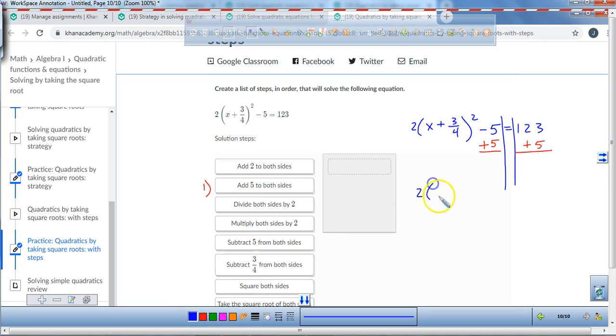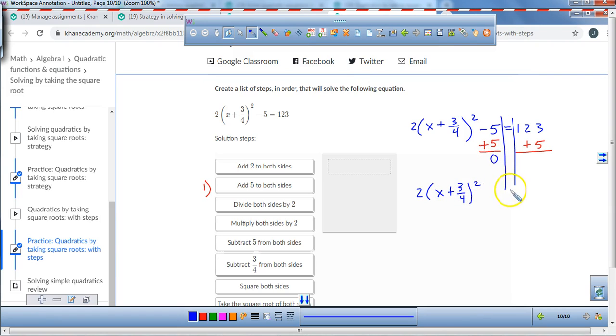So 2, open parentheses, x plus 3 quarters. Make that a little bit neater. That zeroes out, and it all equals 128. Okay, there's our equal sign. Oh, it's horrible.